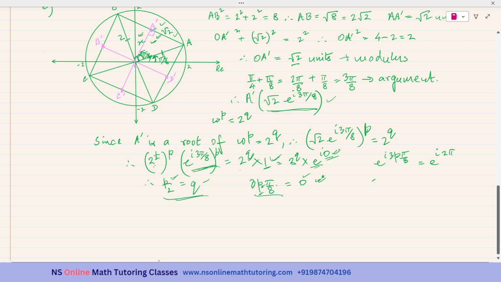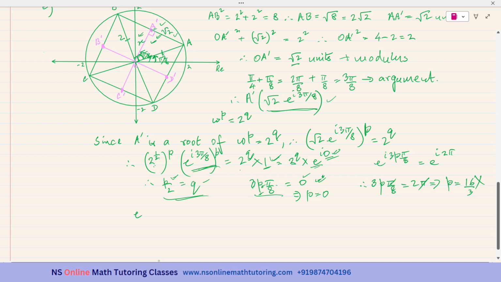So therefore 3p pi over 8 should be equal to 2 pi. And this will get cancelled and we will have p equal to 16 over 3. This cannot be taken because this is not an integer. Similarly, if I take 0, this gives us p's value as 0. This cannot be taken, that cannot be taken.